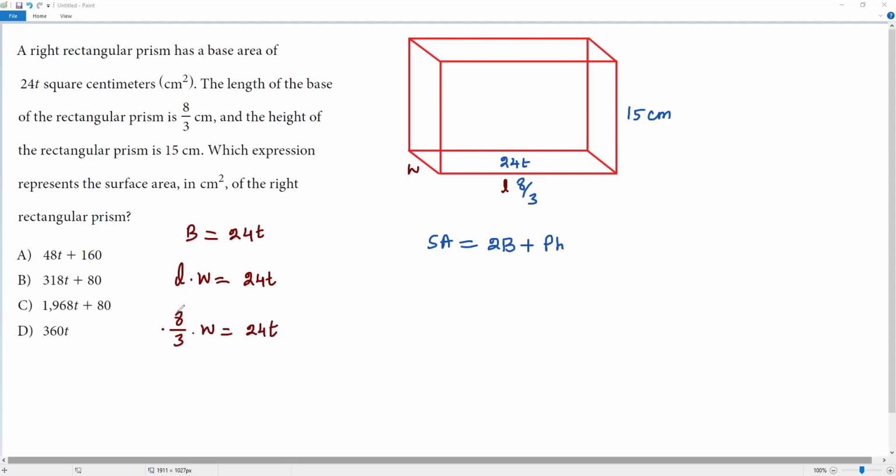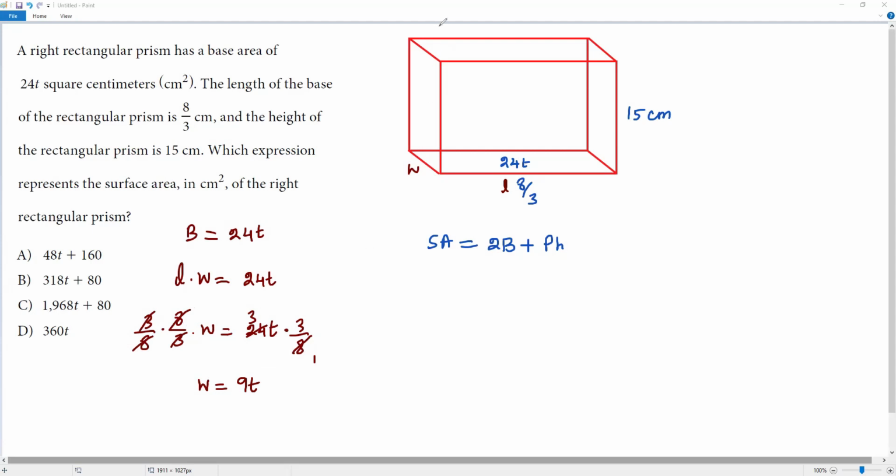Let me multiply both sides of the equation by the reciprocal of this fraction, which is 3/8. Let me do it. Then this 3 will cancel, 8 will cancel. We have W on the left side. 8 goes into 8 one time, 8 goes into 24 three times. Here 3t times 3 is 9t. I got the width of the rectangle.